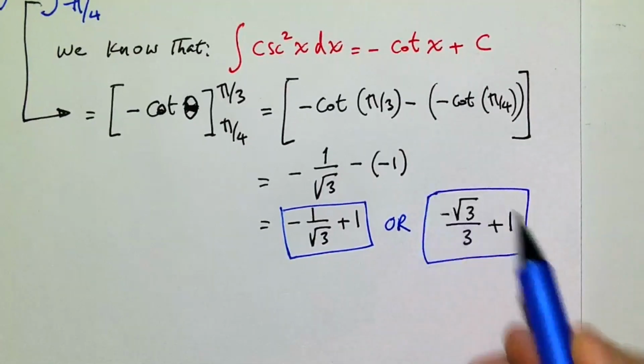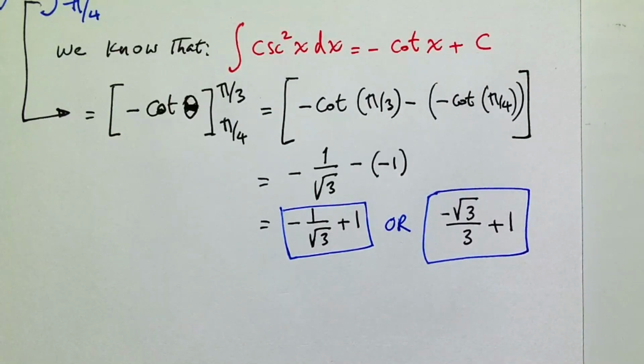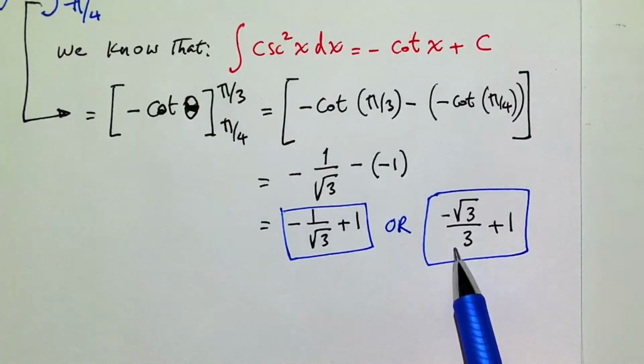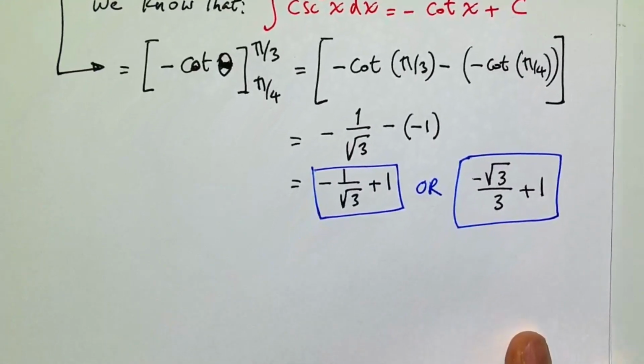Okay, if you want, you can rationalize the denominator, which is what we did in Math 127. In Math 127, we rarely used the other form. We used the rationalized form.